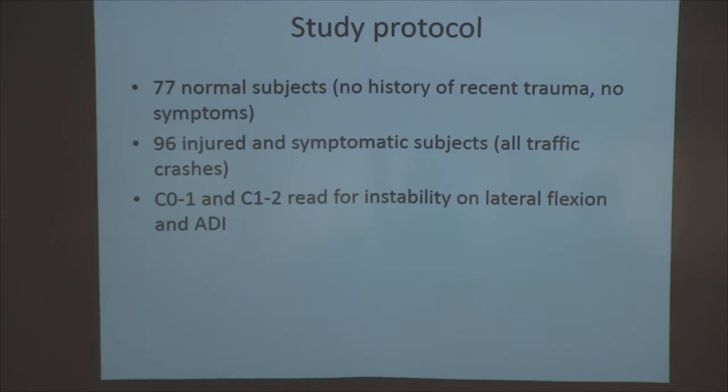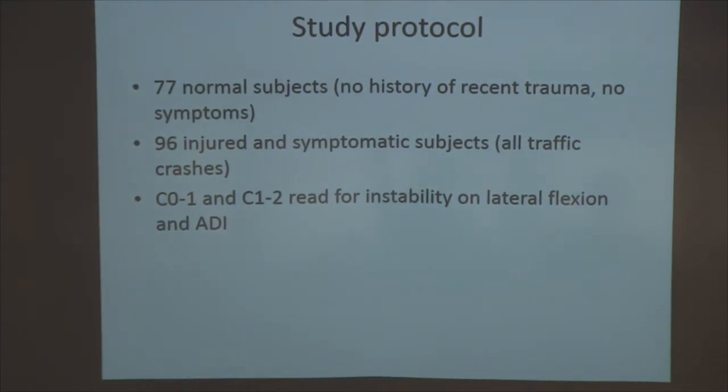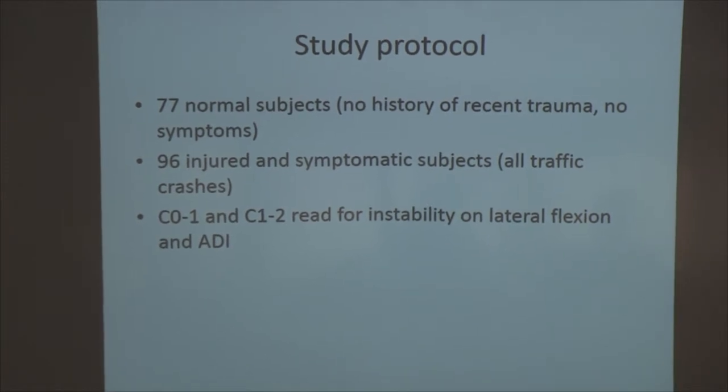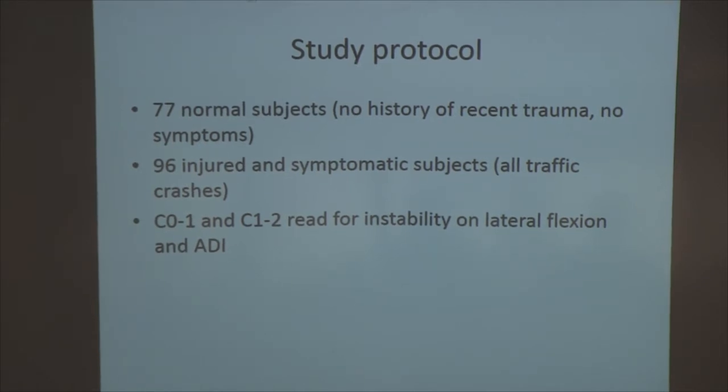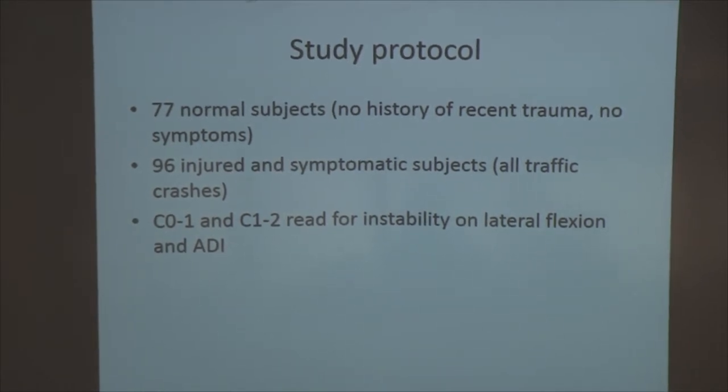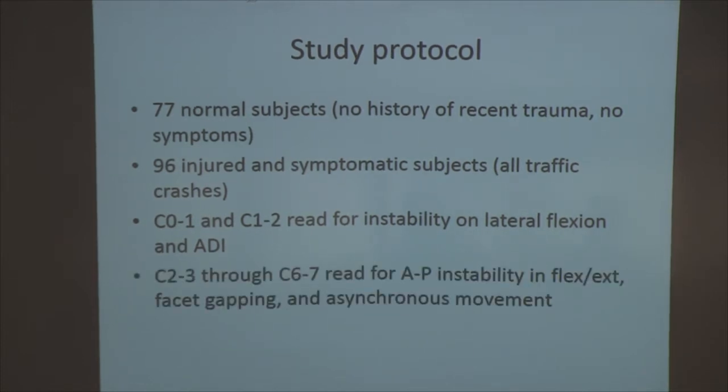So C0, C1, the upper cervical joint, looking for alar ligament instability, transverse ligament instability and apical ligament instability. We're looking to see how the atlas moves on top of the axis, C1 on C2, and also the occiput on top of C1, and then more standard flexion-extension type instability at C2-3 through C7.